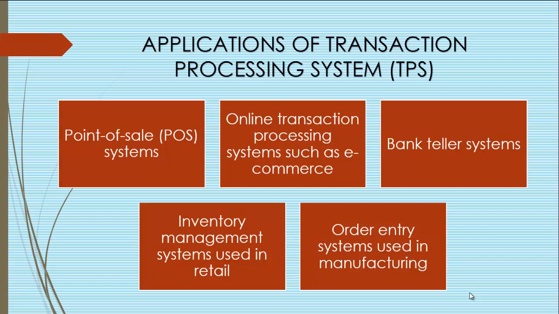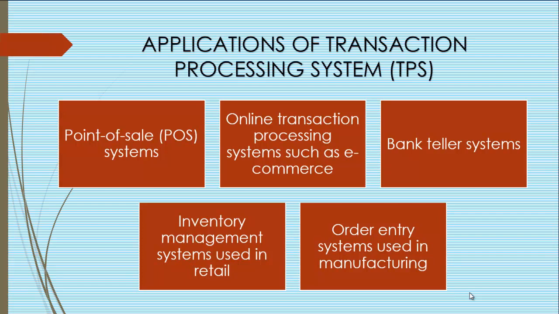We also have other applications such as the inventory management systems used in retail, manufacturing, and other industries to track inventory levels and process orders for goods. Then another way in which the transaction processing system can still be utilized is through the order entry system used in manufacturing industries to process orders for raw materials, parts, and finished products. Then in the health sector, it can be used to process the electronic health records of patient data, including appointments, medical history, and so on.